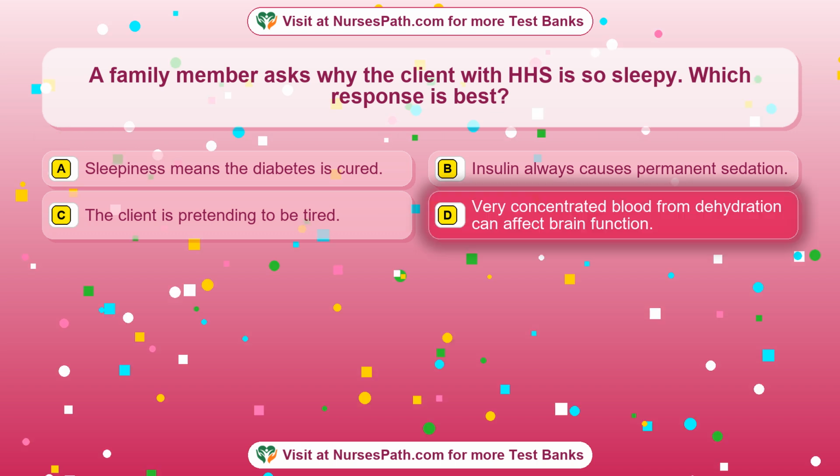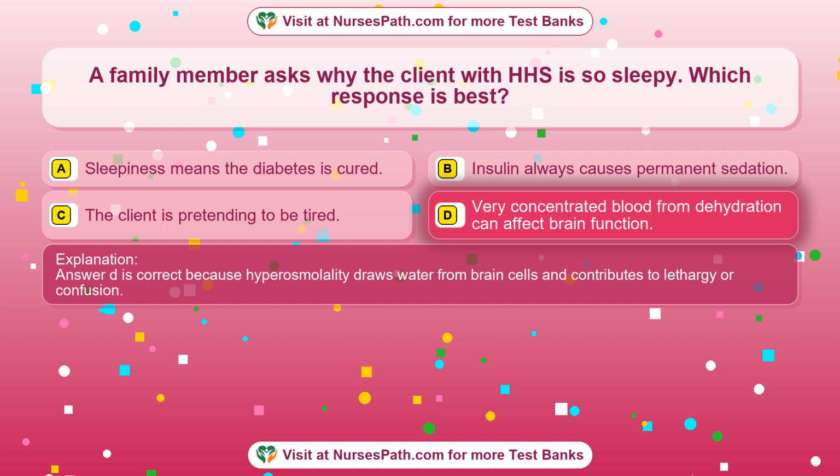The correct answer is option D, very concentrated blood from dehydration can affect brain function. Answer D is correct because hyperosmolarity draws water from brain cells and contributes to lethargy or confusion.